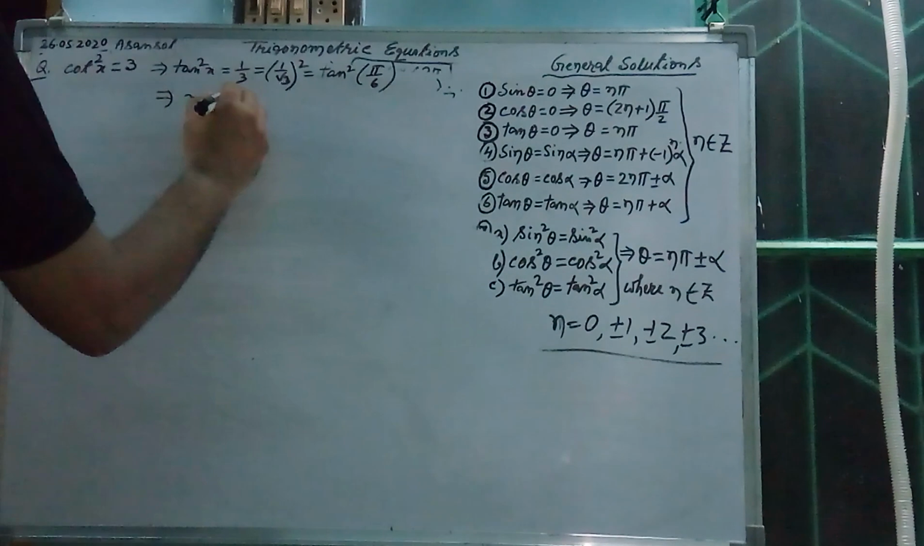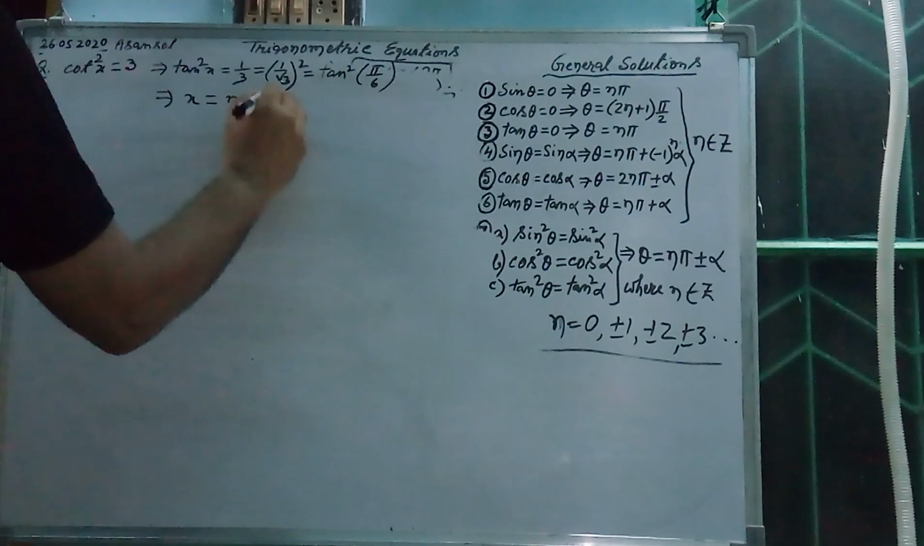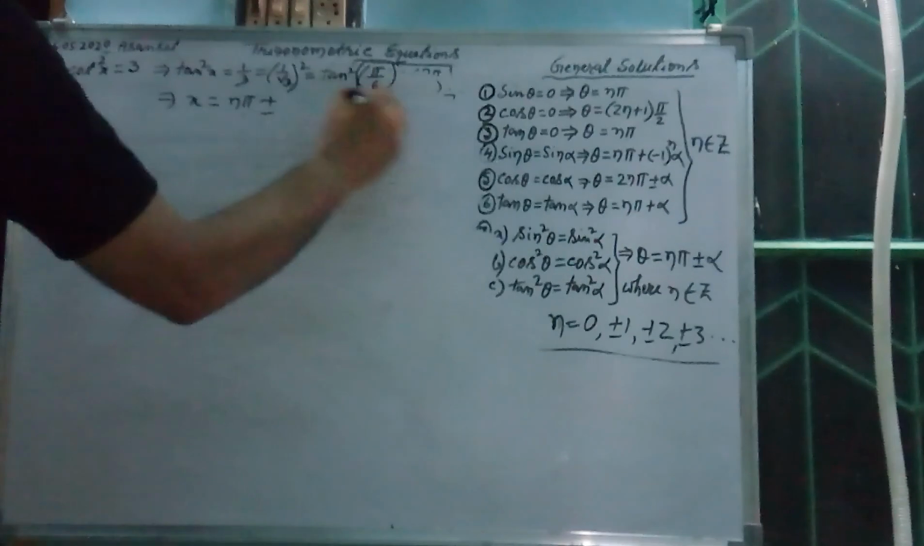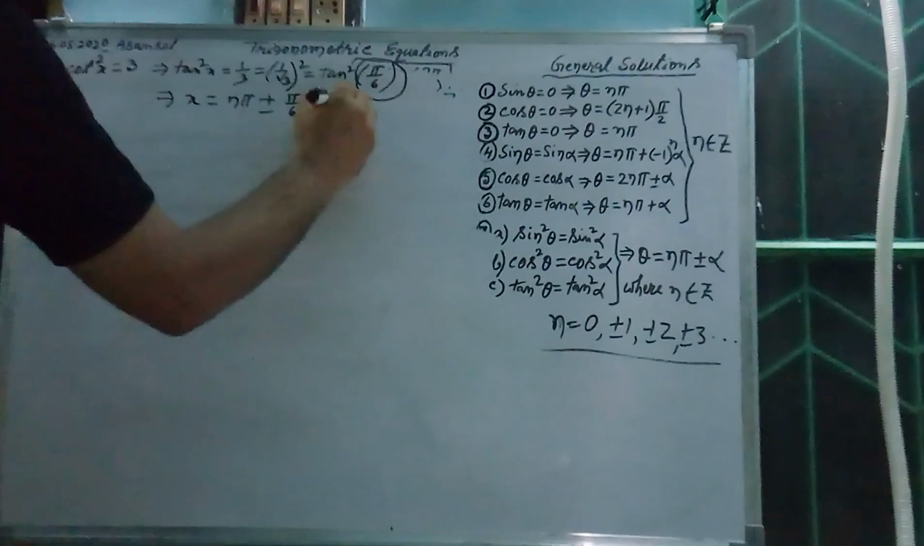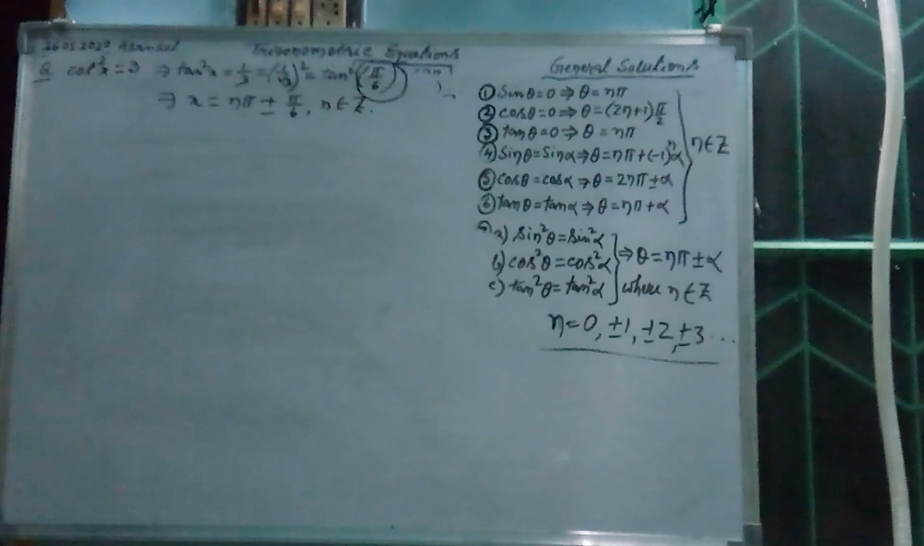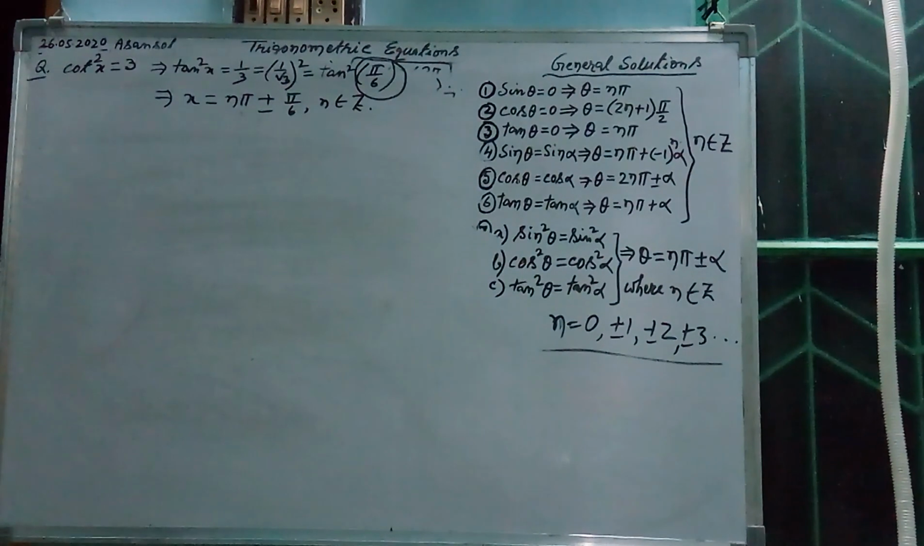So x pi is equal to n pi plus minus, what is alpha? Alpha is here pi by 6. So n pi plus minus pi by 6, n belongs to Z. Next type.